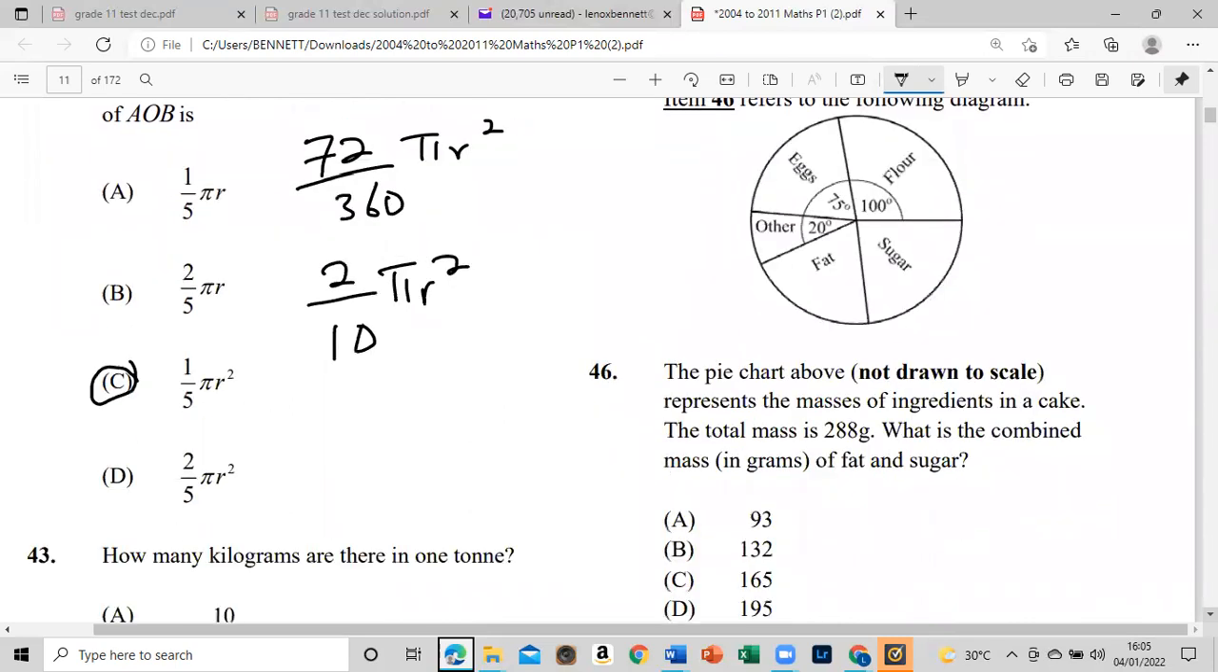Item refers to the following diagram. The pie chart above, not drawn to scale, represents the masses of ingredients in a cake. The total mass is 288 grams. What is the combined mass in grams of fat and sugar? Alright. So boom. We need these combined, right? So add this 100 and that 75 to 175, 195, right? So this is 195.